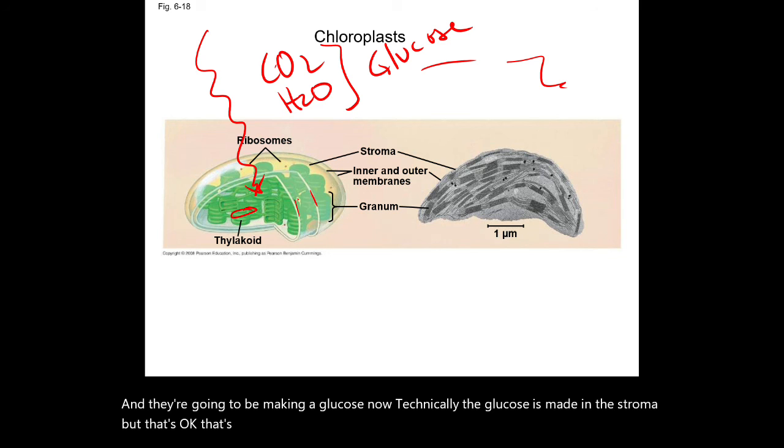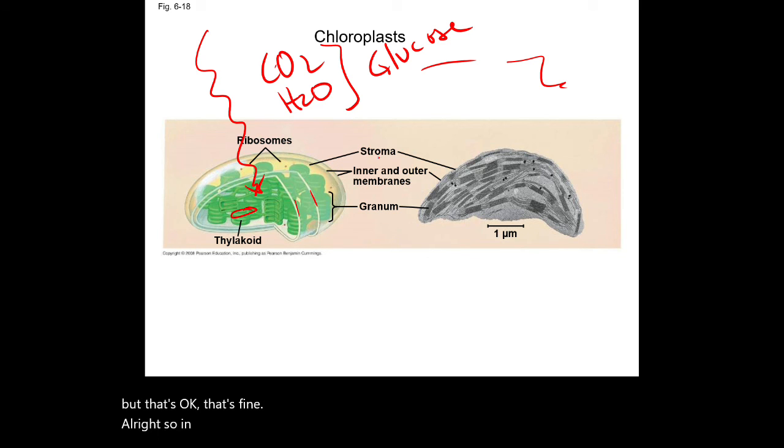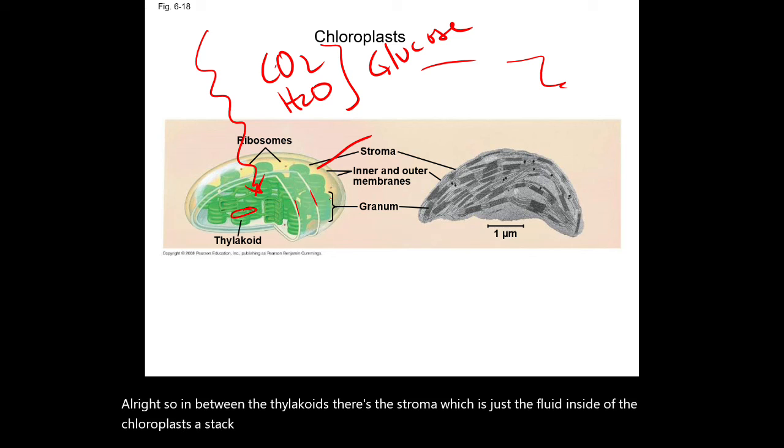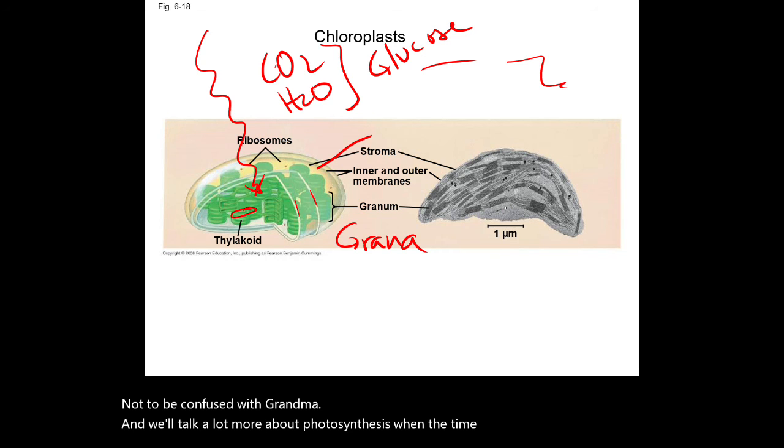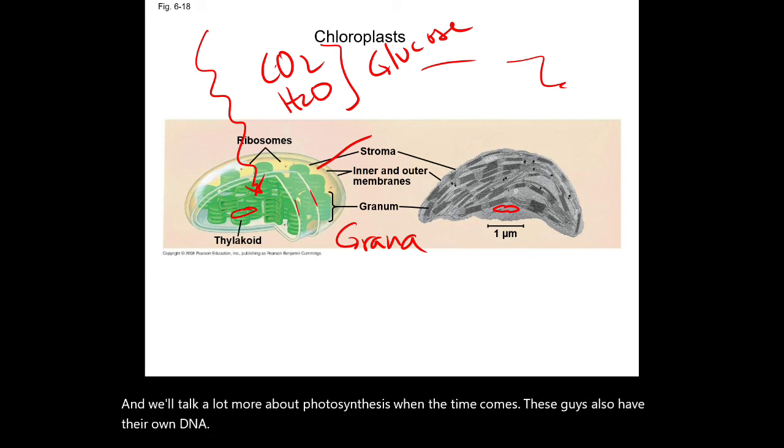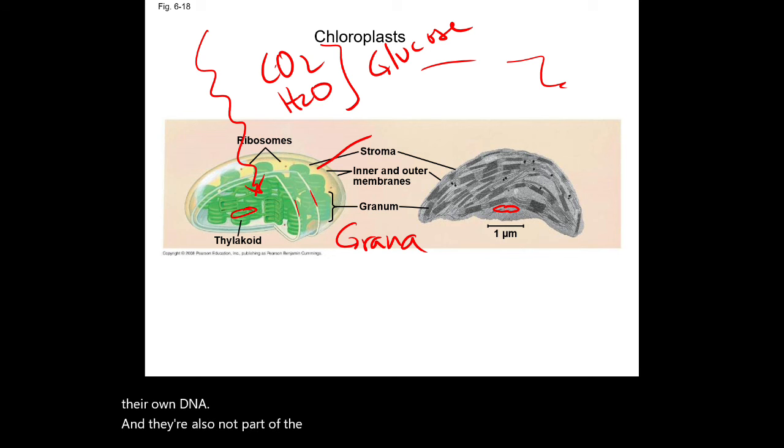All right, so in between the thylakoids, there's the stroma, which is just the fluid inside of the chloroplast. A stack of thylakoids is called a granum, or plural is grana, not to be confused with grandma. And we'll talk a lot more about photosynthesis when the time comes. These guys also have their own DNA, and they are also not part of the endomembrane system, so they did not come from the rough ER.